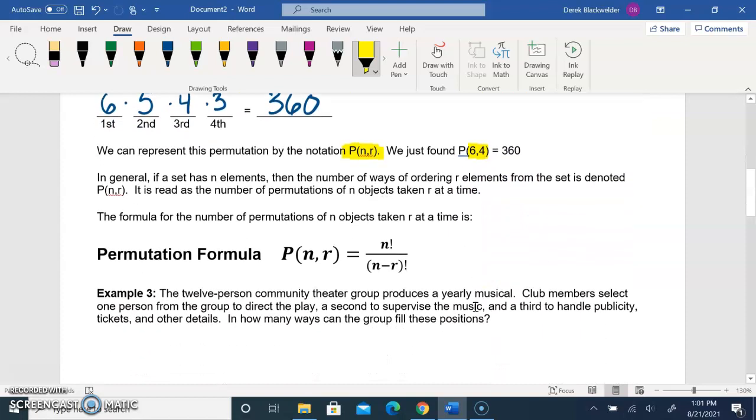So here is the permutation formula. This is what your calculator is actually doing. This is the official permutation formula, and the way that we say this is it's a permutation of n things chosen r at a time. So it's read as a permutation of n objects taken r at a time. A lot of times you'll just hear it said as n choose r, or a permutation of n choose r.